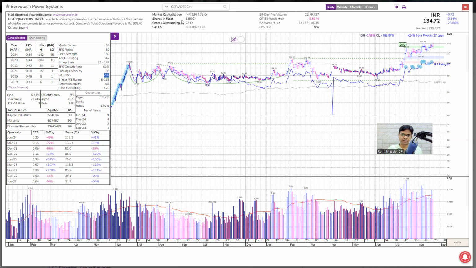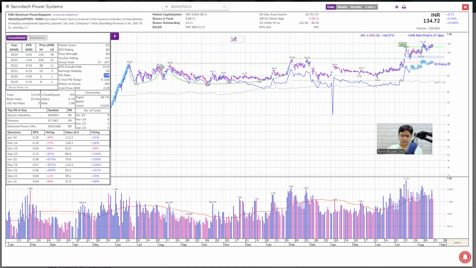One good thing is that the total outstanding shares is 22 crore, and shares in float is 8.86. So only one third of the stock is available in the market for trading. That is a good sign. If only one third is available for trading, and the rest is held by big institutions and management, then if some big institution acquires a major chunk of that one third, there is potential for rapid price appreciation in this stock. So this is actually a good sign.